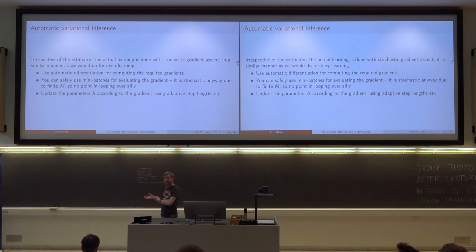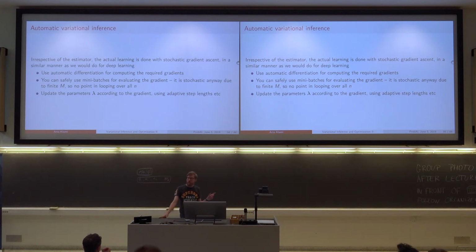And irrespective of which estimator you use, we do standard stochastic gradient ascent for optimizing the parameters of the approximation. You use automatic differentiation for computing all the derivatives that you need. Let's say for a reparameterization estimate, you need derivatives of the log of the probability with respect to its parameters, multiplied by the derivative of the parameter transformation function with respect to the parameters of the approximation and so on.